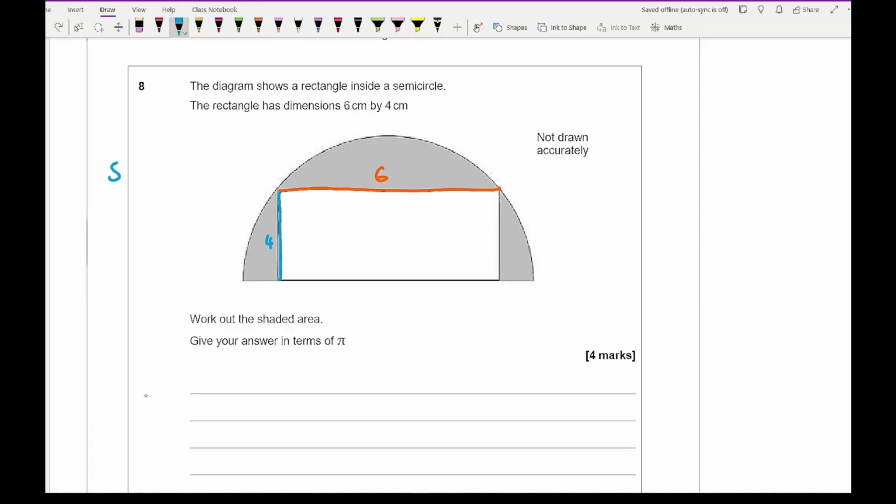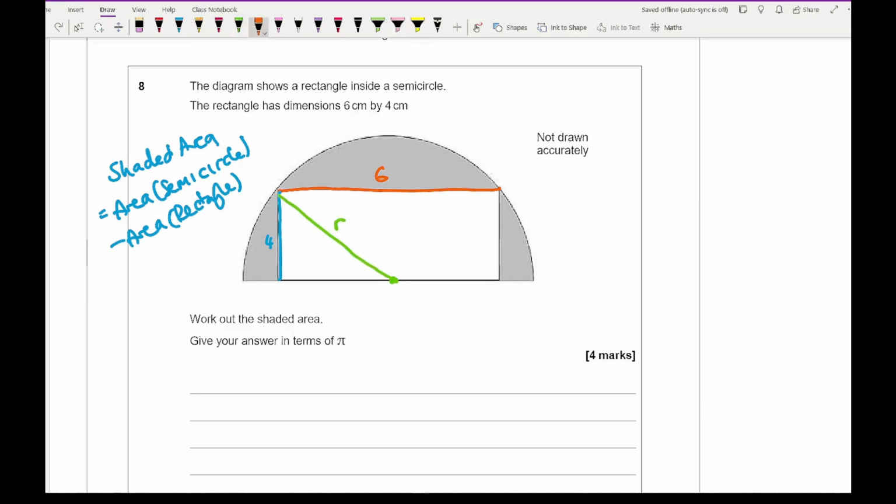Now the shaded area equals the area of the semicircle minus the area of the rectangle. So what I need to do is find those two things. Now to work out the area of the semicircle, I need to work out what the radius is going to be. Now this is what I need, so that is r.